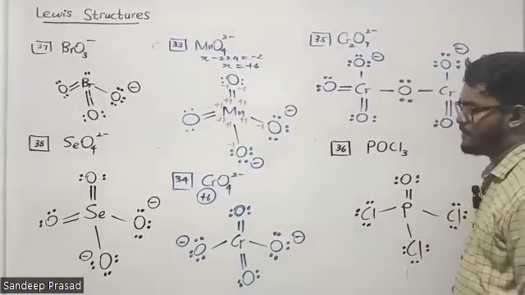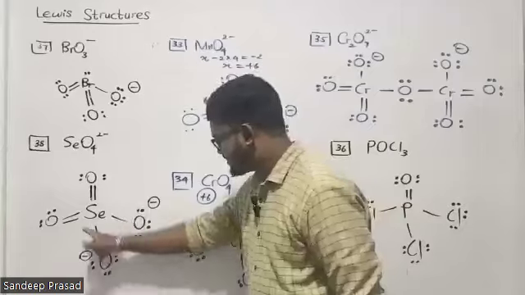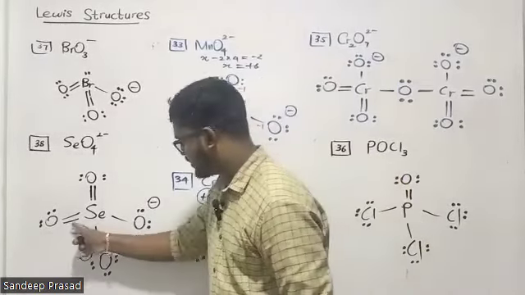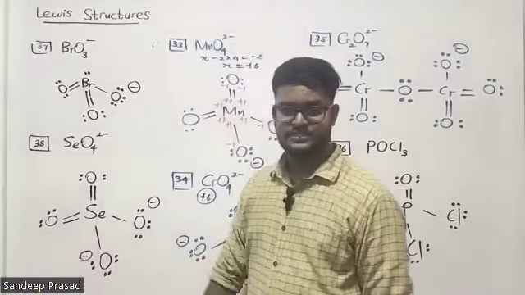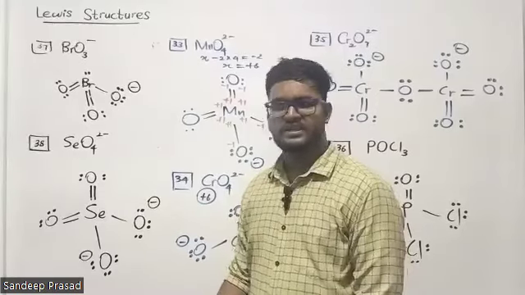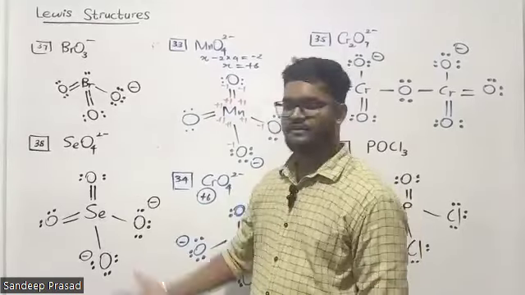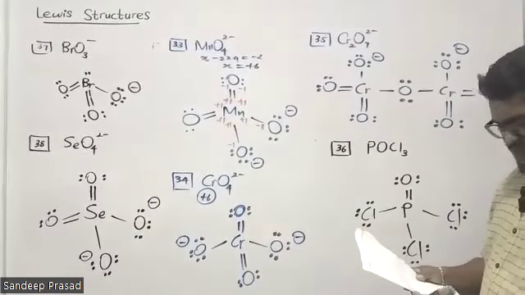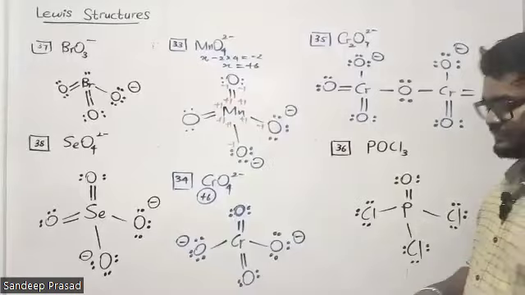Okay, so students, these things are okay. Selenium, what about selenium? The valence shell electrons: 1, 2, 3, 4, 5, 6. Because selenium belongs to group number 16, in the valence shell there are 6. Got it? Then next one, 39.